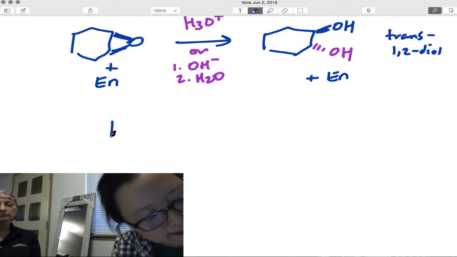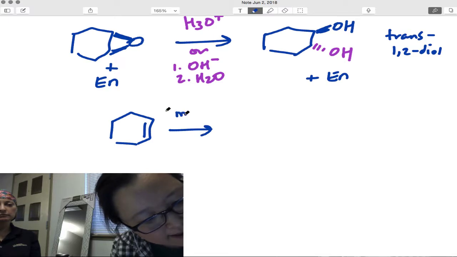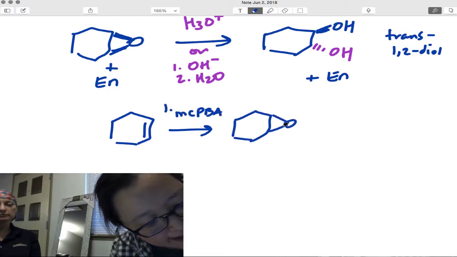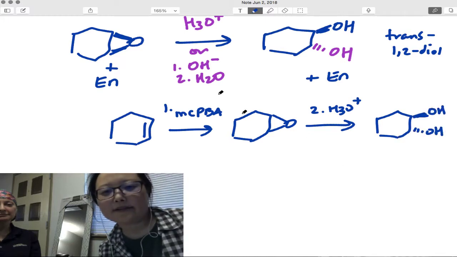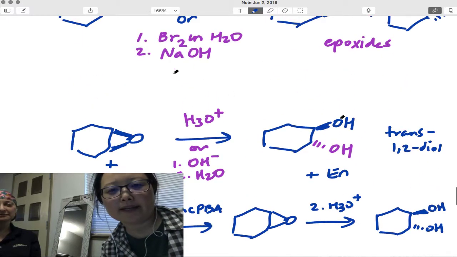Maybe to summarize all that, basically you are doing this. Step 1, mCPBA. You're making the epoxide. And then the simplest way to do this would just say, acid, and we open it up. Right. So there's sort of a summary of what we did above here combined.